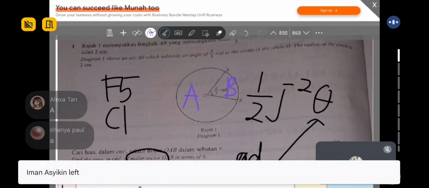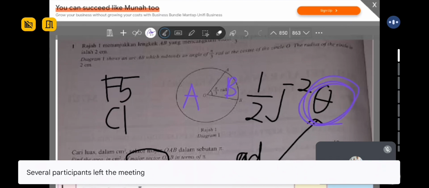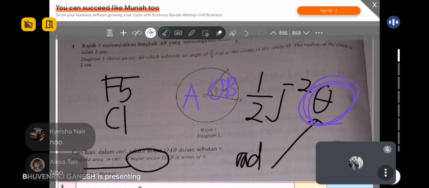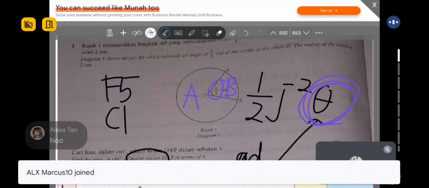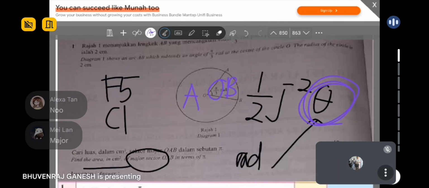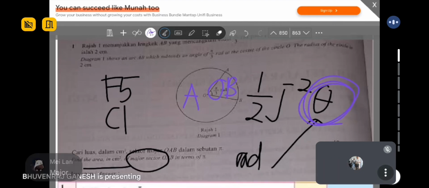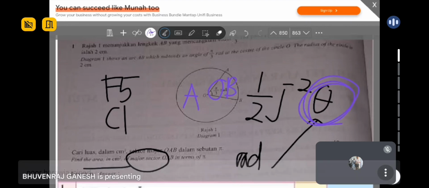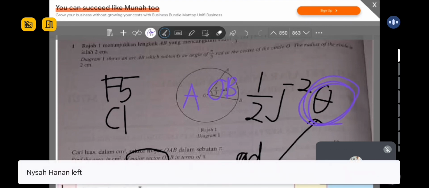Very good, correct. Okay guys, so can anyone tell me what is the theta I should use? Is it pi over 3? Adakah sudut saya pi over 3 for the theta? Yes or no? Okay, bukan. Because we are talking about major sector, so we have to use the major angle. Sudut yang major. It means the big angle, sudut yang besar.